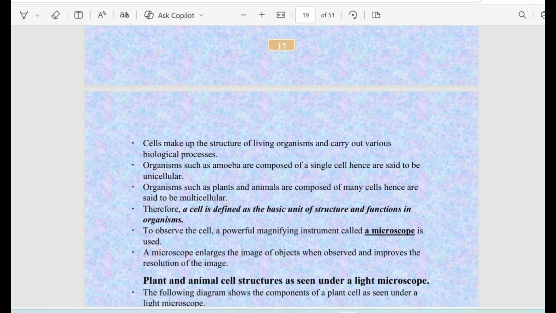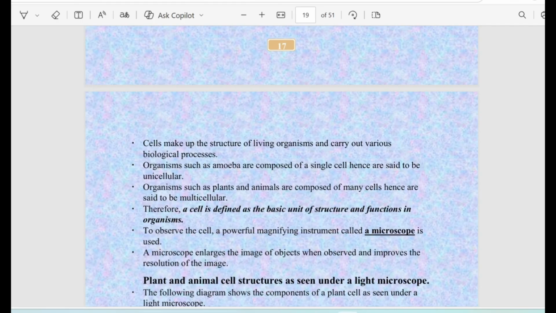So the cells make up the structure of living organisms and carry out various biological processes. Organisms such as amoeba are composed of a single cell, hence are said to be unicellular. Organisms such as plants and animals are composed of many cells, hence are said to be multicellular.